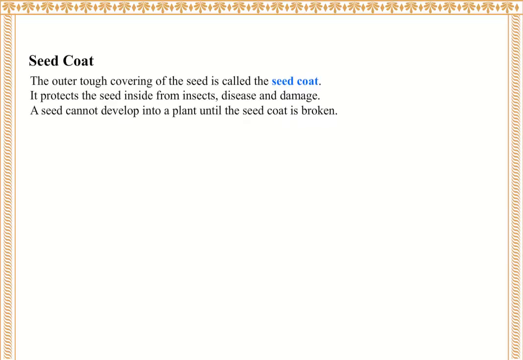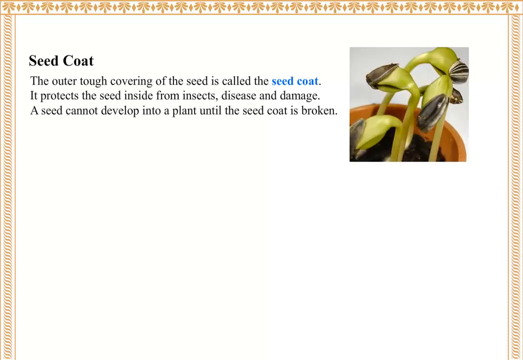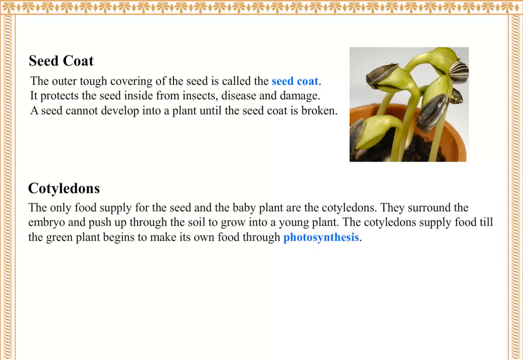Seed coat. The outer tough covering of the seed is called the seed coat. It protects the seed inside from insects, disease, and damage. A seed cannot develop into a plant until the seed coat is broken. Cotyledons. The only food supply for the seed and the baby plant are the cotyledons. They surround the embryo and push up through the soil to grow into a young plant. The cotyledons supply food till the green plant begins to make its own food through photosynthesis.